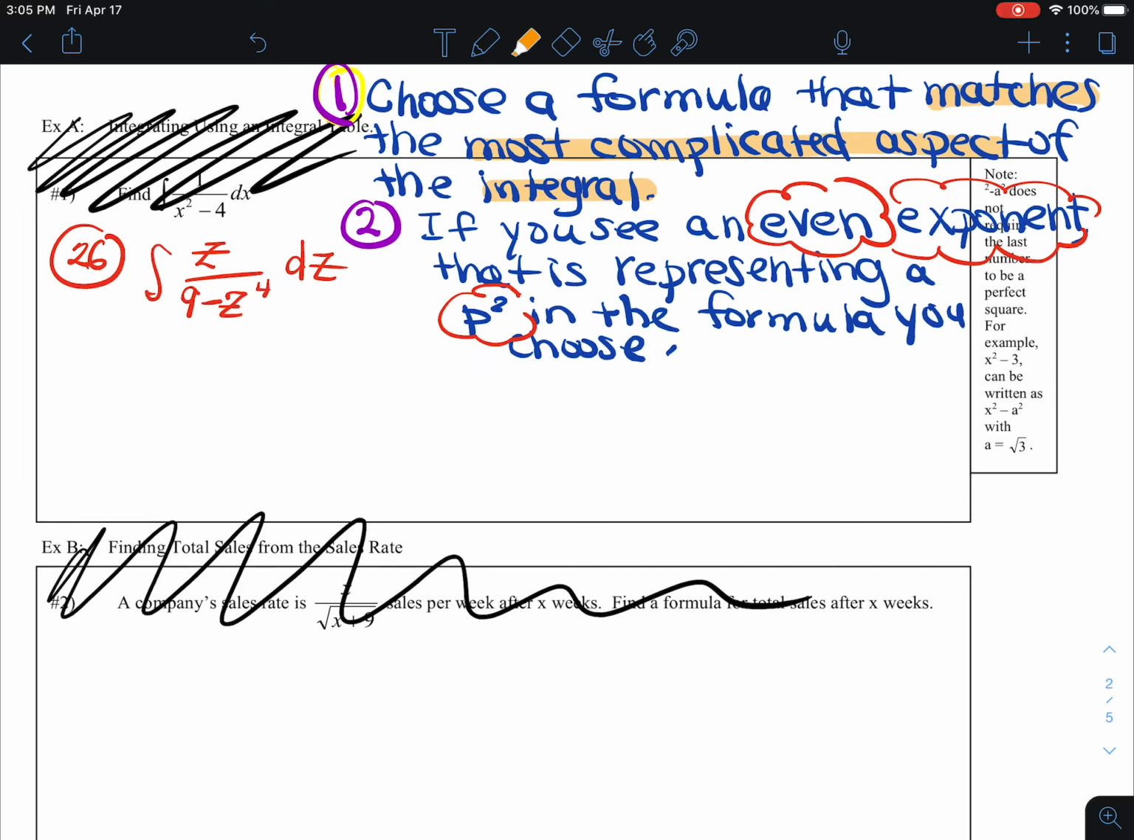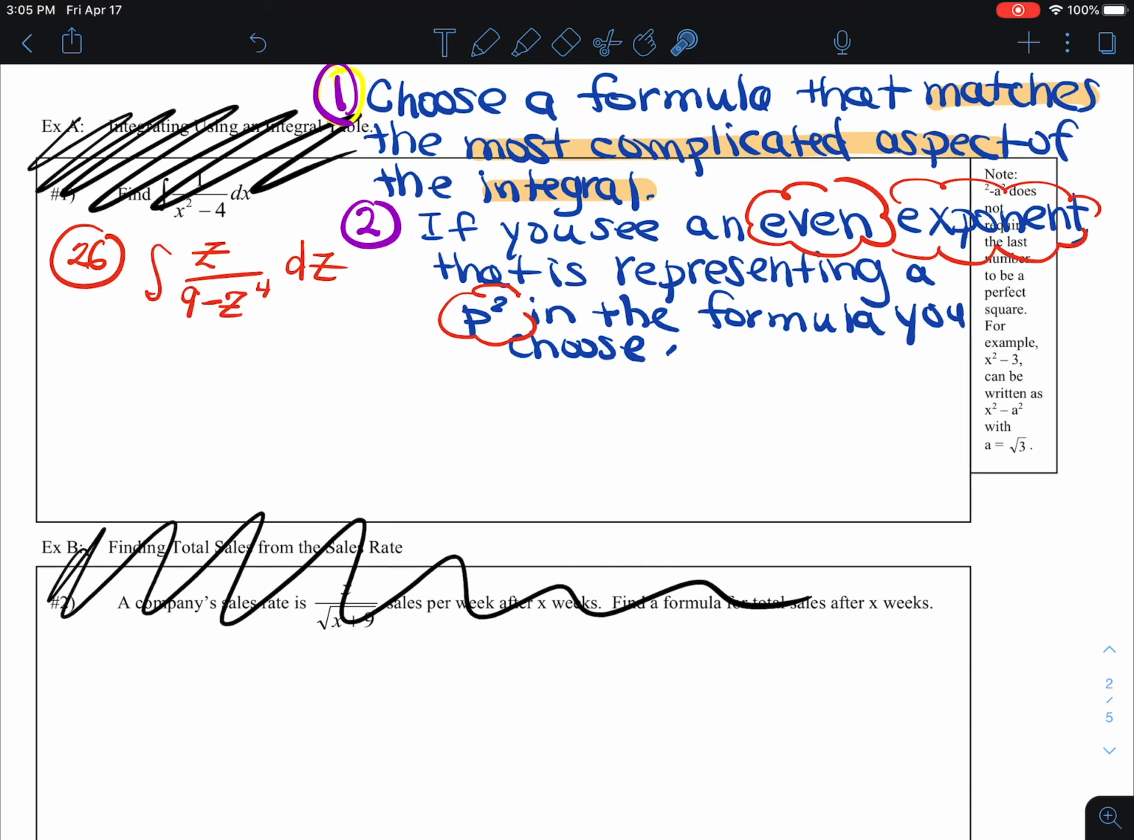Number 26 was the most requested problem, so we're going to start there with that one. You can see number 26 here off to the side. As you look at number 26, if you were to say, do I think that the numerator or the denominator is more complicated? I think we all could agree the denominator feels like it's more complicated. There are two terms there. This term here is to the fourth power.